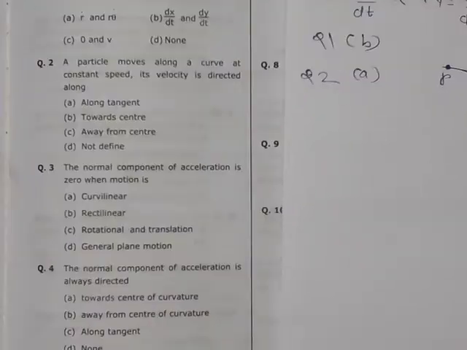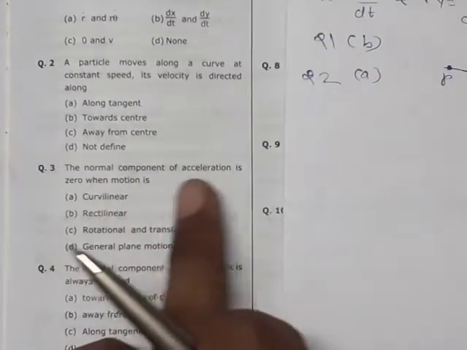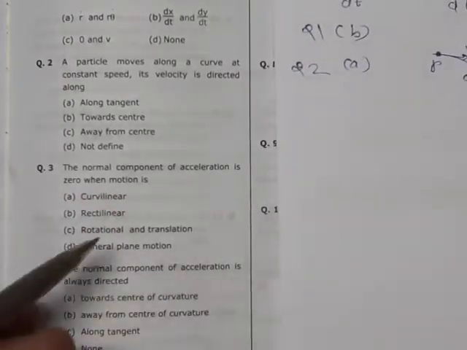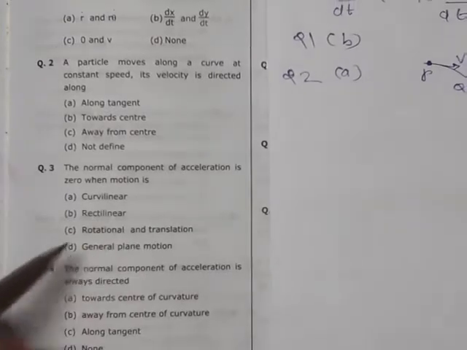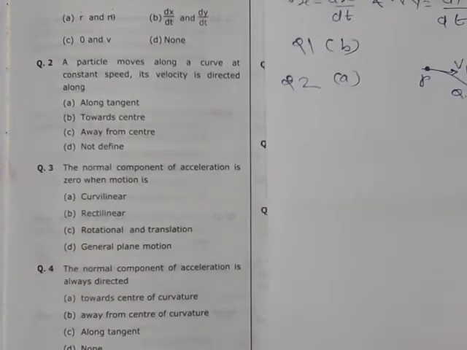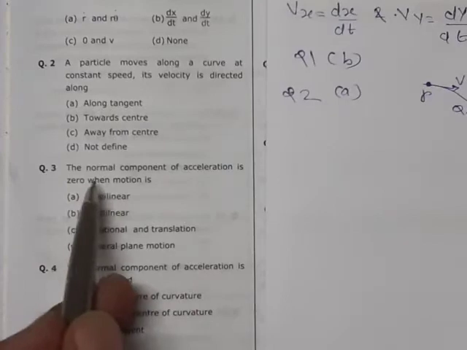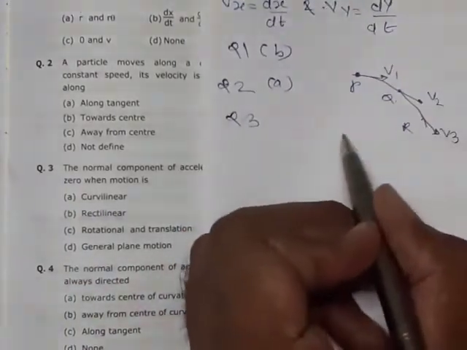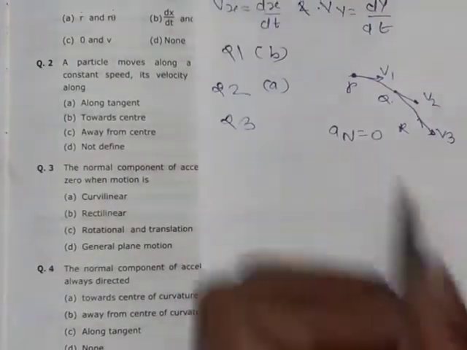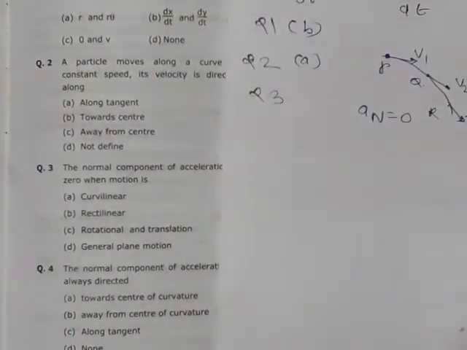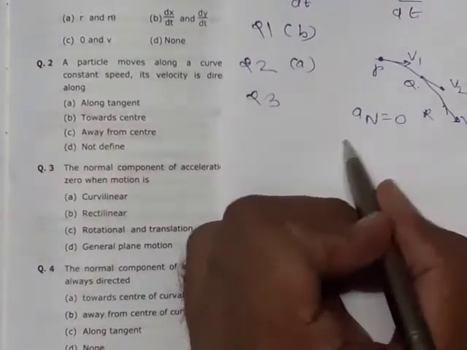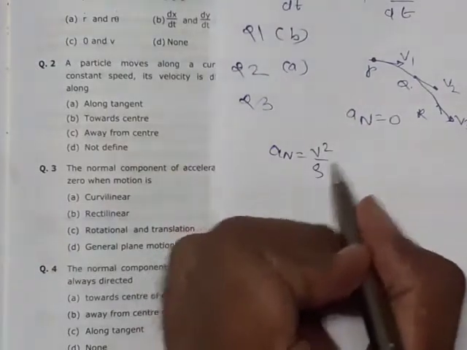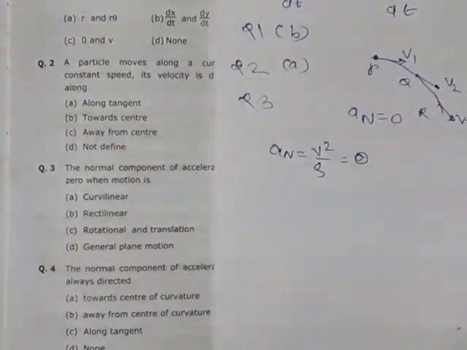Now let's see the third question. The normal component of acceleration is 0 when motion is. The options are curvilinear, rectilinear, rotational or translational, and general plane motion. Here they are saying that the normal component of acceleration an is 0. So first we'll see its formula. The formula for an is an equals v square by rho. So we know that this answer is coming 0.